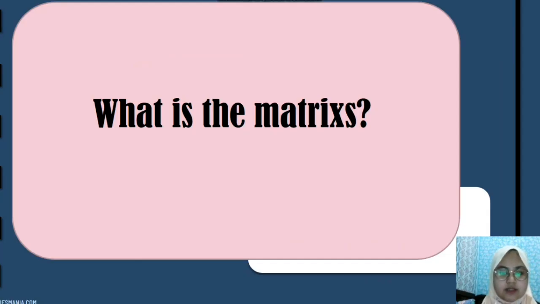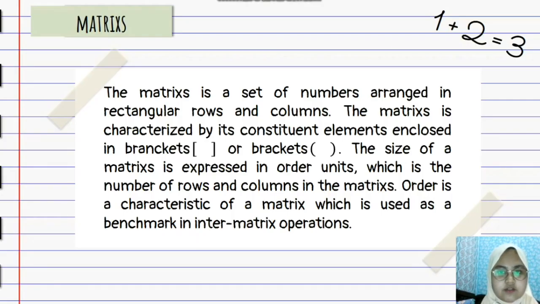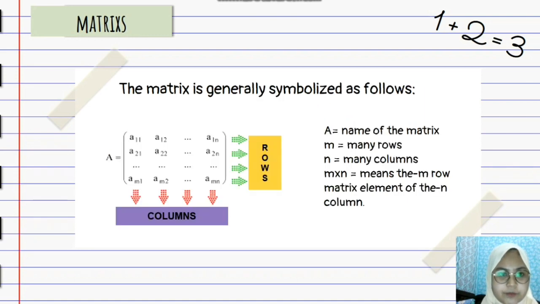Okay, now what is the matrix? The matrix is a set of numbers arranged in rectangular rows and columns. The matrix is characterized by its constituent elements enclosed in brackets. The size of a matrix is expressed in order, which is the number of rows and columns in the matrix. Order is a characteristic of a matrix which is used as a benchmark in intermatrix operations.